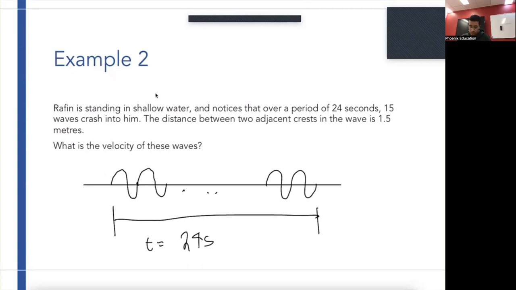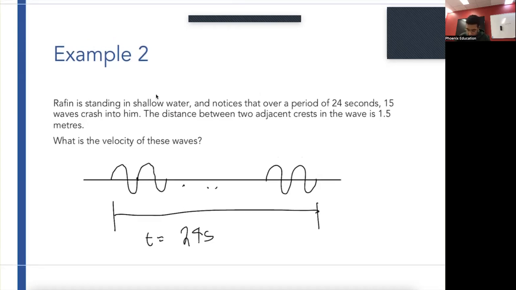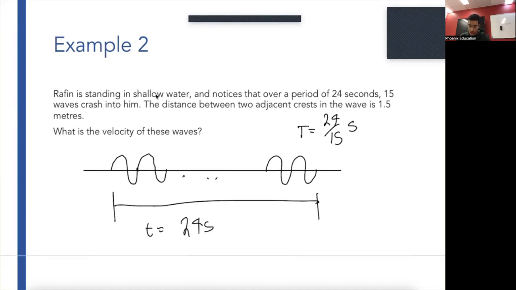Okay, so what we need to find is how long it takes for one cycle to occur. For one cycle to occur, it's simply the total time divided by the number of waves that occur. This will give us the period of the wave, so how long it takes for one cycle to occur. Okay, and this will be 24 over 15 seconds. It says the distance between two adjacent crests in the wave is 1.5 meters. So we'll write that down: lambda equals 1.5 meters. What is the velocity of these waves?